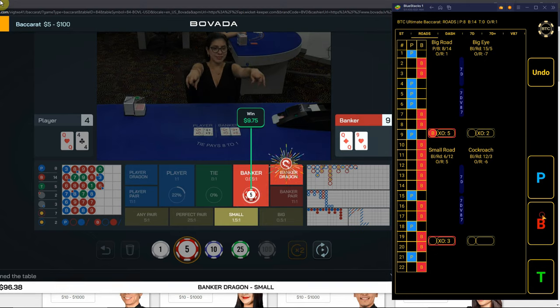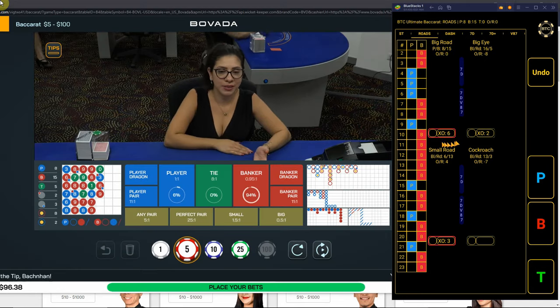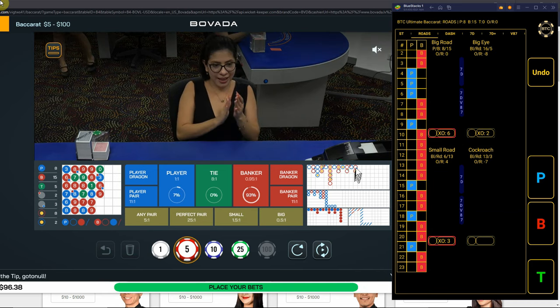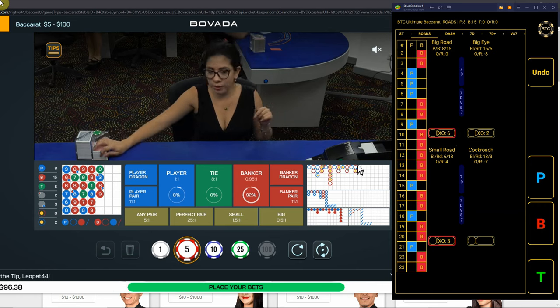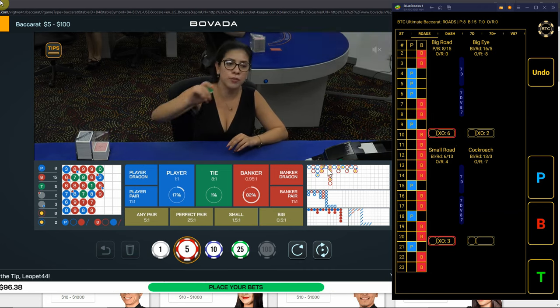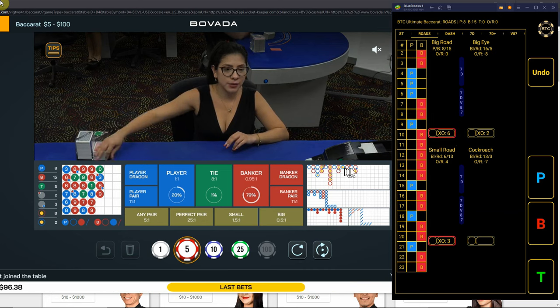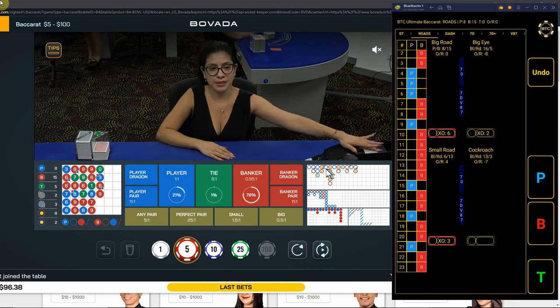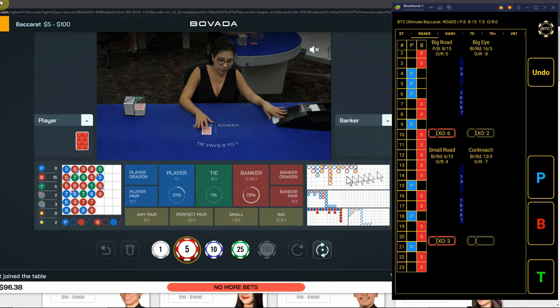Natural nine, all right. Okay, so you can see now there's no XTB indicator because the banker one went to two, and we've got a confirmed multiple here. So again, we've got a nice section here. I don't know if I'd call it a strong side or not, but player is definitely weak. So that's what's driving the XTB count here.